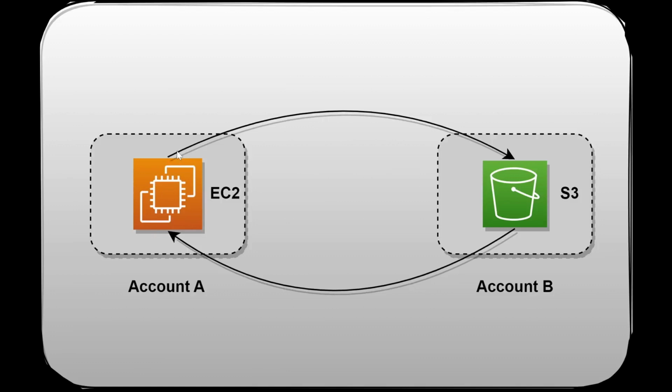See here, we are putting objects into the S3 bucket from this EC2 instance, and those are in different accounts. We are also getting objects from the S3 bucket, and those are in different accounts. So what I will do is set up the same configuration in the AWS console. Let's go to the AWS console now.